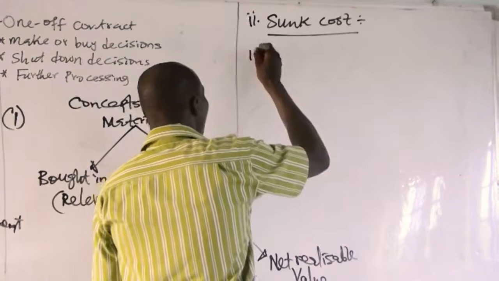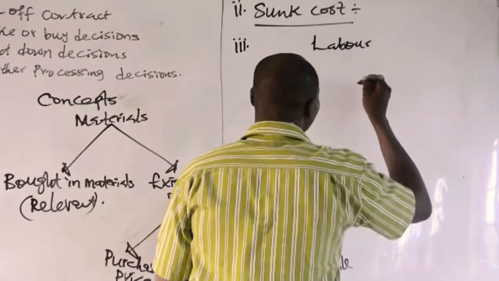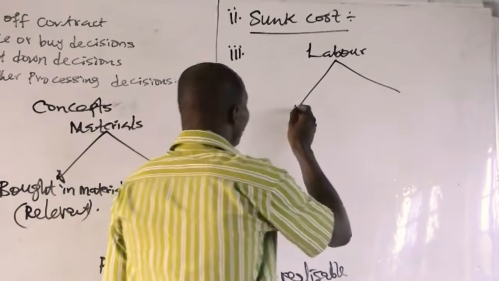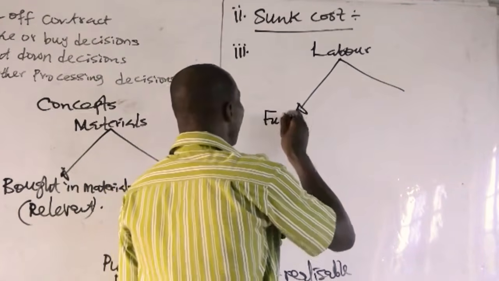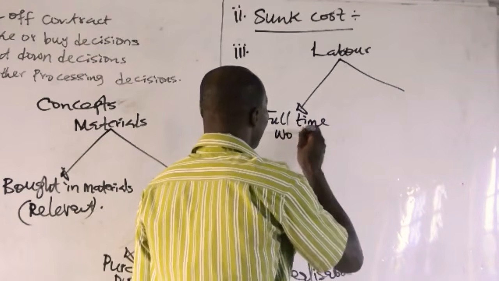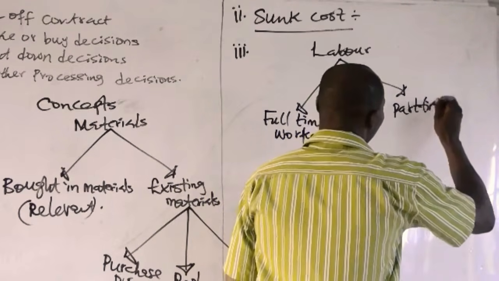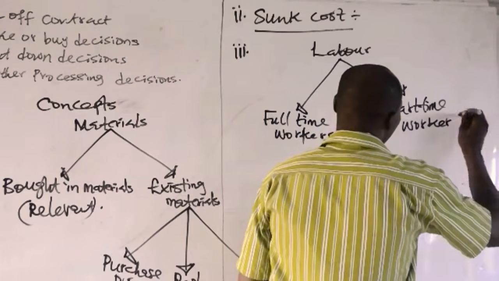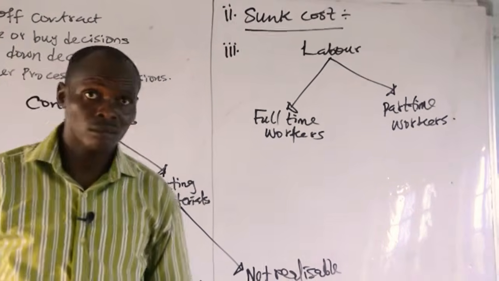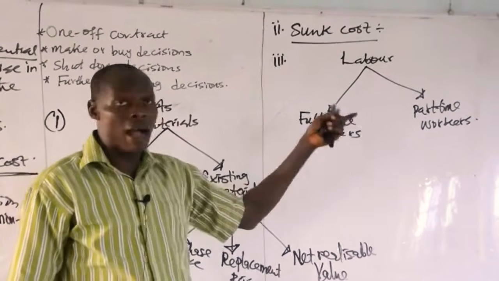Then the third one is labor. Labor is human effort, both mental and physical, used in the production of goods and services. For our purpose, I'm going to categorize this labor into two: the full-time workers or full-time laborers, and the part-time workers or part-time laborers. The full-time workers are called salaried workers. They receive salary. The salary paid to them is fixed.